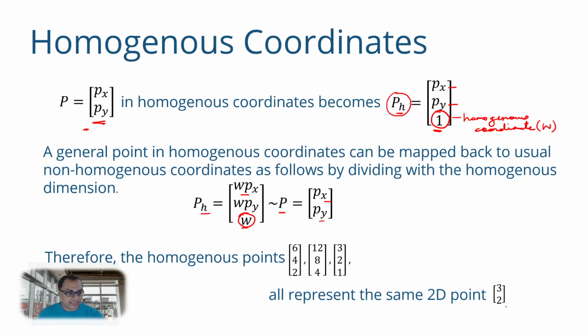What this also does is that for any given Euclidean point, it gives us multiple homogeneous points. So a Euclidean point 3, 2 can be represented as homogeneous point 3, 2, 1, or homogeneous point 12, 8, 4, or homogeneous point 6, 4, 2, because by this mapping from homogeneous to Euclidean, it should be clear that if I divide by the last coordinate, I will get back the same non-homogeneous or Euclidean point.